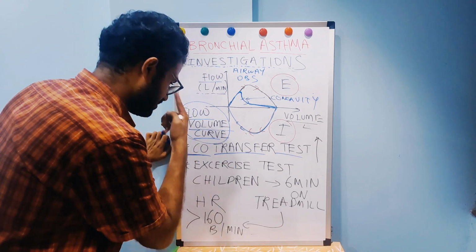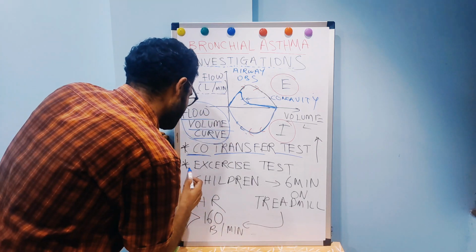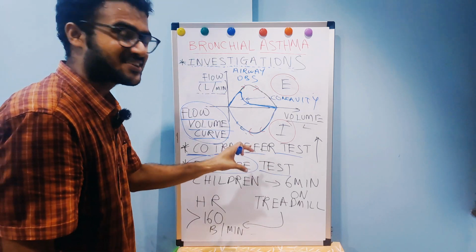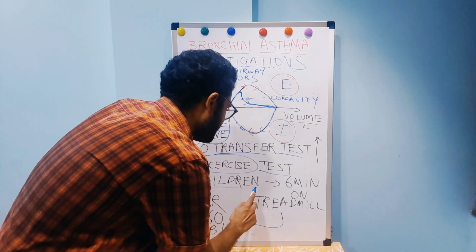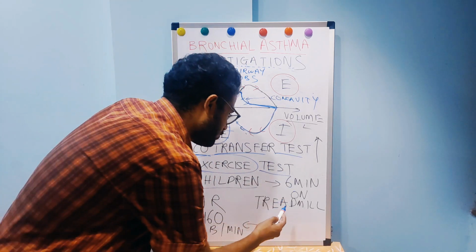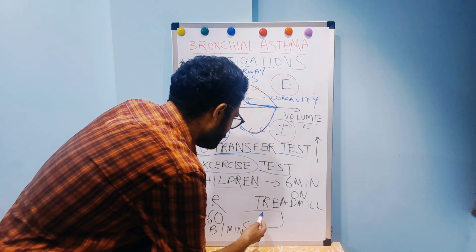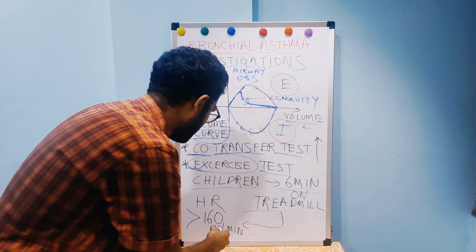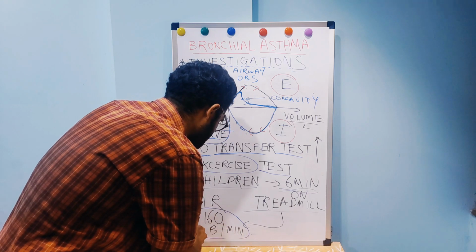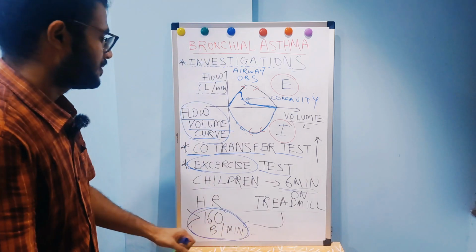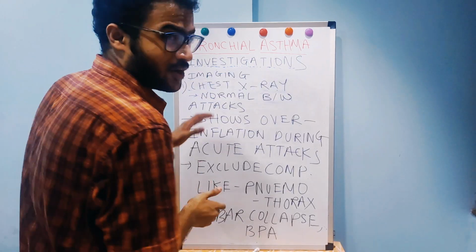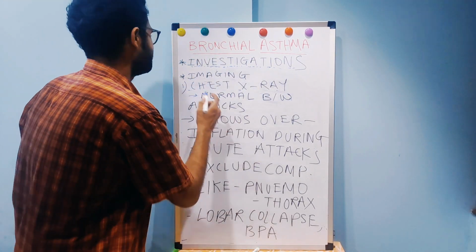There is one more test, एक और टेस्ट होता है जो बच्चों में करते हैं, that is the exercise test. It is the exercise test to diagnose bronchial asthma in children. क्या होता है कि बच्चे को ट्रेडमिल पे भगाते हैं. We tell the child to run on a treadmill for 6 minutes, and the heart rate should be more than 60 beats per minute. That is normal. So now I would be talking about imaging.